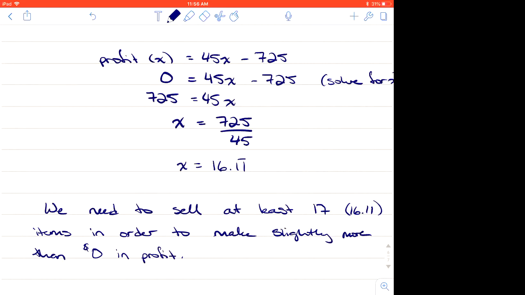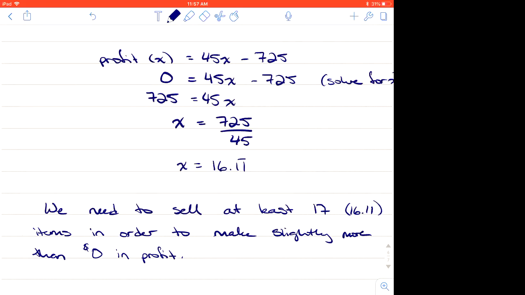Right, we won't be able to make exactly 0, and that's okay. Or if you wanted to say we need to sell at least 16 items to make close to 0 in profit, that's fine too. A lot of my marking is going to be, do you know what you're talking about? I don't care so much about all your values. I follow through and make sure that what you're doing makes sense.